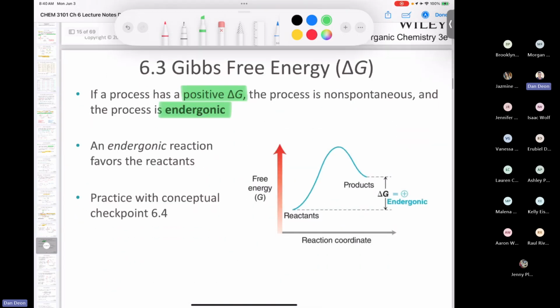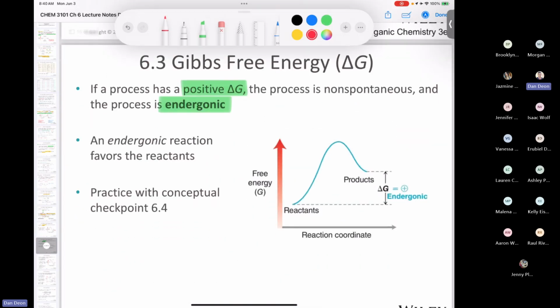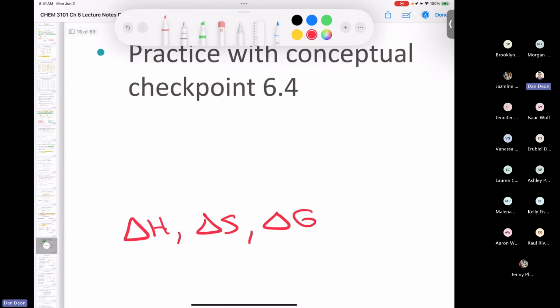Everybody give me a thumbs up if you're with me so far. So if you're wondering where we are, we've covered delta H, then we covered delta S, then we covered delta G. In delta H, we covered endothermic and exothermic reactions. And we said most spontaneous reactions are exothermic, but not all. There are plenty of endothermic reactions that are spontaneous.